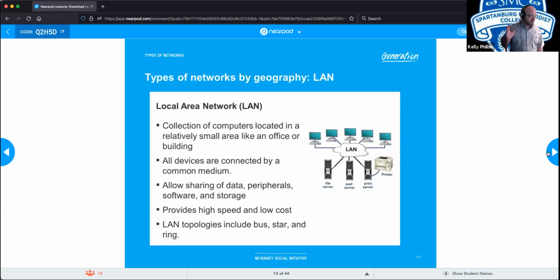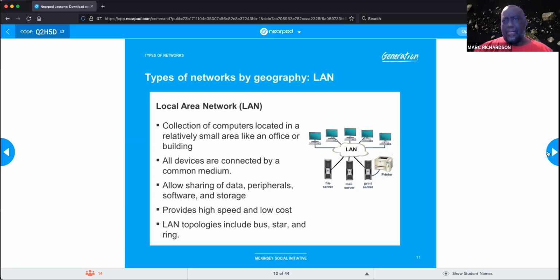They allow sharing of data and peripherals and all that kind of fun stuff: storage, software, high speed, relatively low cost. The physical topologies we were talking about earlier, the bus, the star, and the ring, are the most common that you would see with regards to local area networks. So roughly about the biggest you would go with this is about the size of a building.